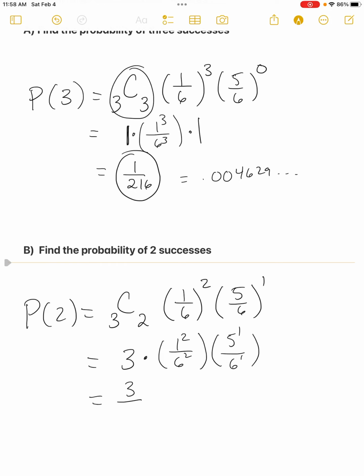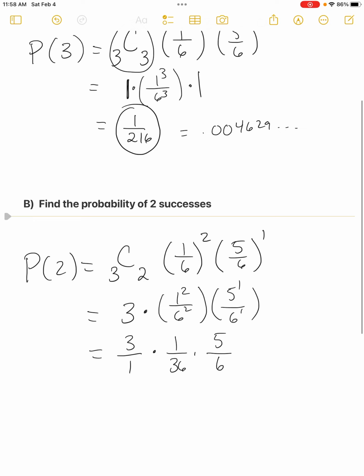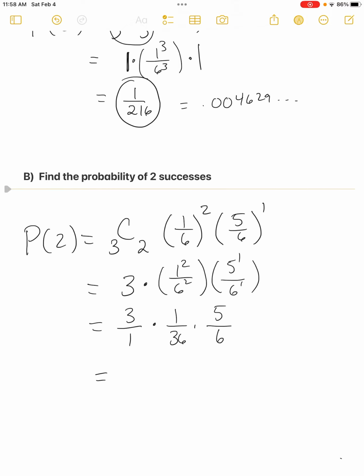Then we keep this. I'm going to put this 3 in fraction form. 3 over 1. 1 squared is 1. 6 squared is 36. 5 to the first power is 5. 6 to the first power is 6. And so instead of just running that on our calculator, they want it in fraction form. Let's keep it that way. And so here I would do some reduction because they want it to be a reduced fraction. And so hopefully you can see the commonality here.